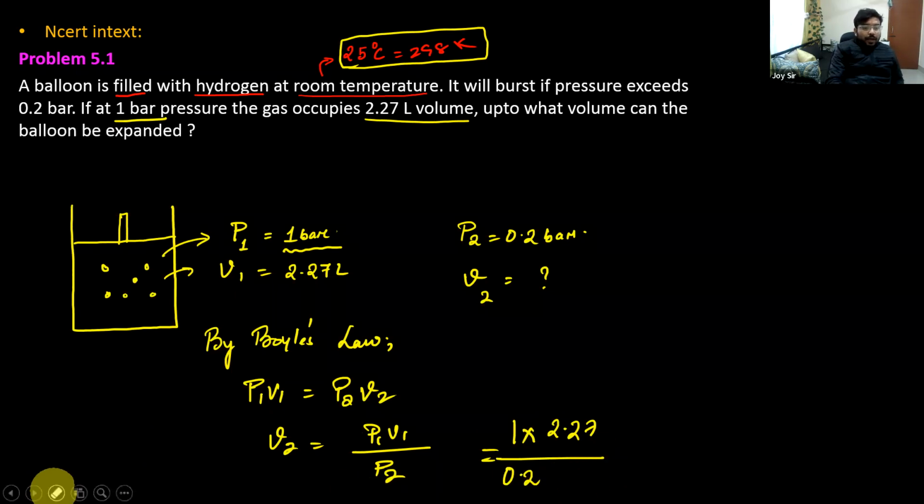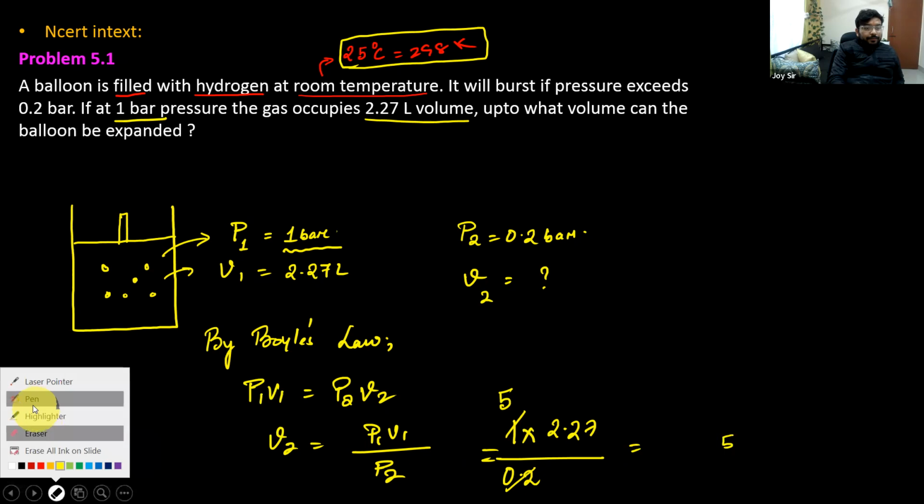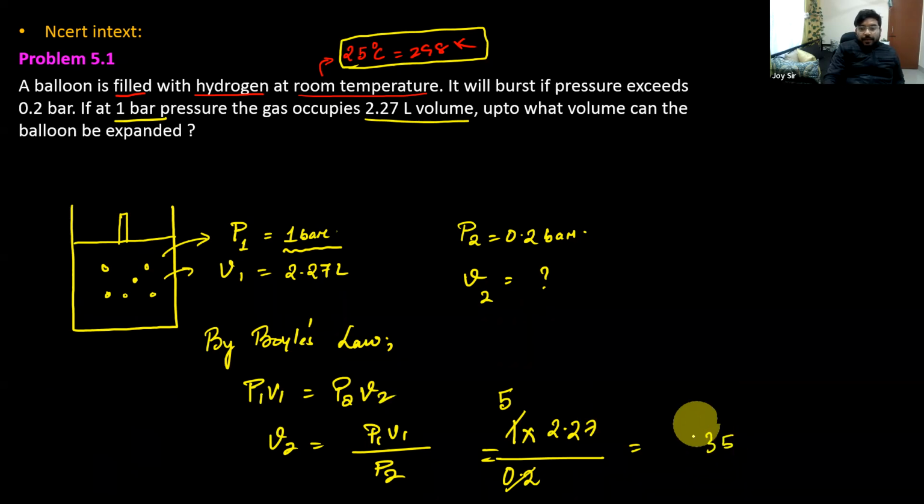Now if we do the cancellation, what will come? It will come 5. So it will be how much? 5 times 7 is 35, 3. 5 times 2 is 10, 13. Carry 1. It is 11.35 liter. So this is the volume that this piston and cylinder will expand to.